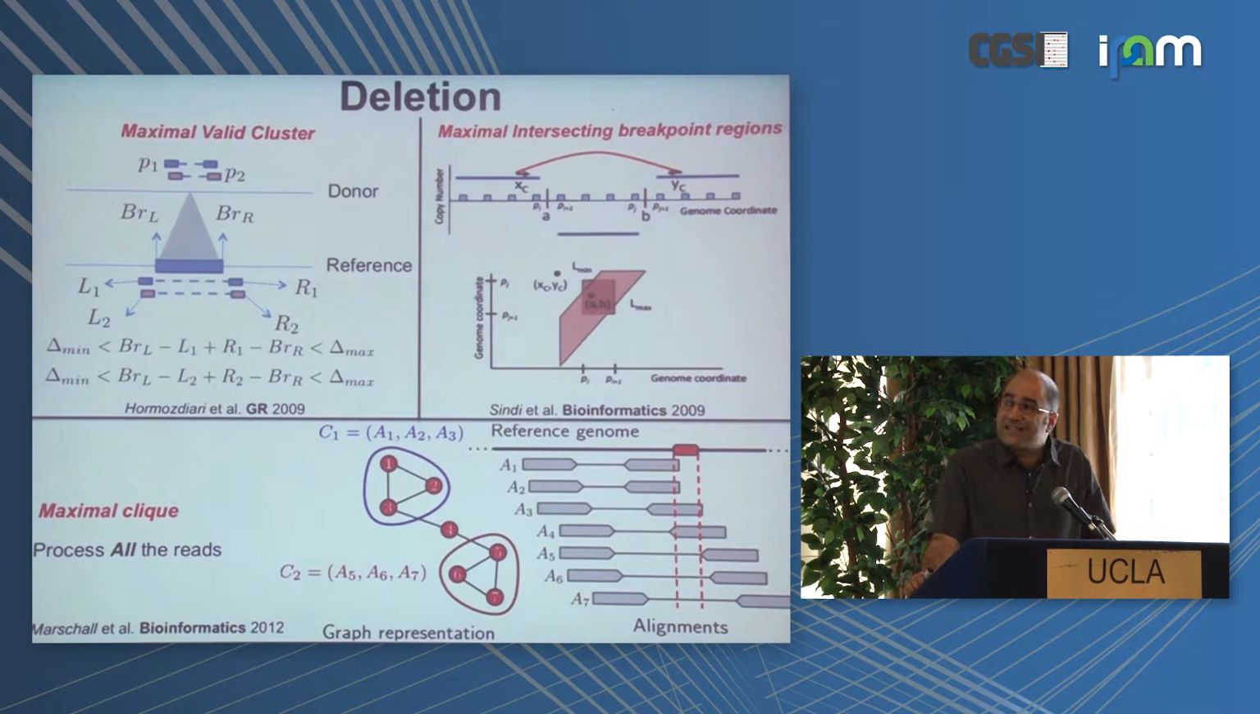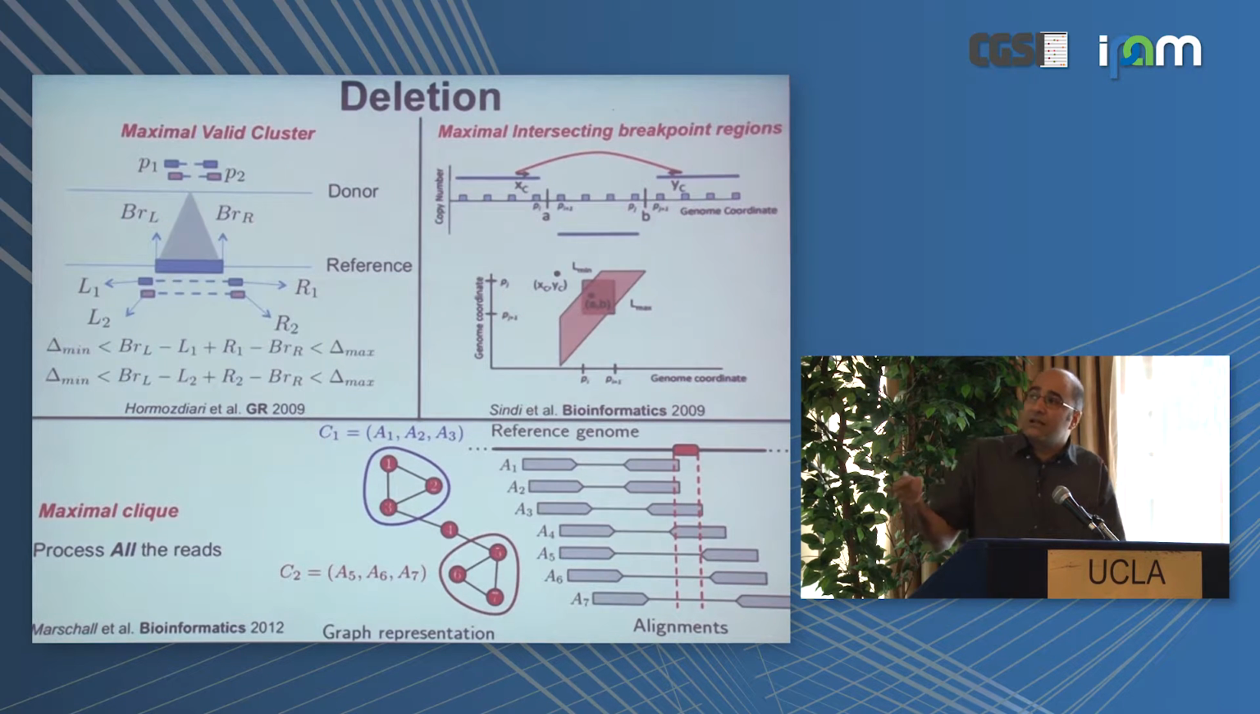So here are 3 different examples of these maximal sets of reads that I was talking about. One of them is maximal valid clusters, and I'm showing all 3 in the context of deletion. Let's assume that there is a deletion happening between breakpoint left and breakpoint right in the donor genome. If you have 2 paired-end reads and they want to be part of this maximal cluster, they should obey a simple logical rule: the distance between breakpoint left and the left end mapping of the read, and from the right breakpoint to the right mapping of the read, for both of them should be between delta min and delta max, because that's the distance of the paired-end read.